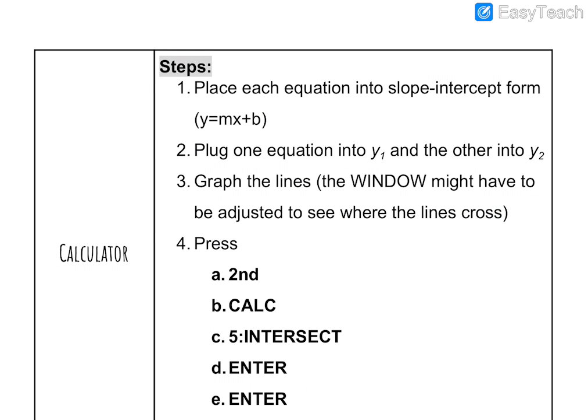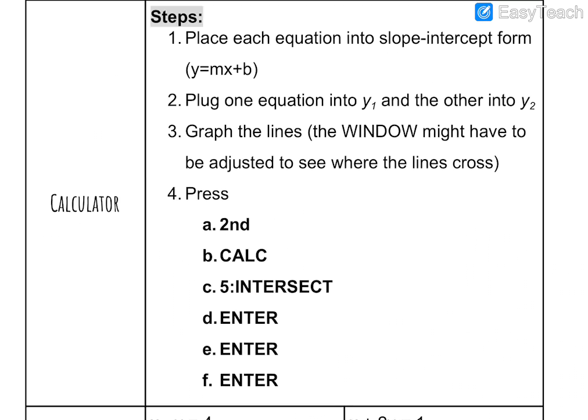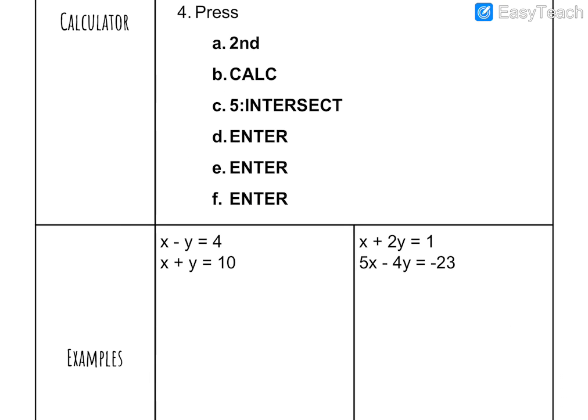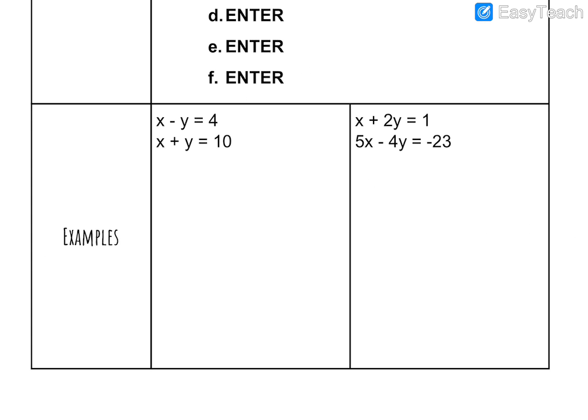If you are using a graphing calculator, we first need to get each equation into y equals mx plus b form. Then we plug one equation into y1, the other into y2, and graph it. Once we can see where they intersect each other, we press second, calc 5, enter, enter, enter. Find those keys on your calculator. If not, you can always graph this on graph paper and solve it that way.